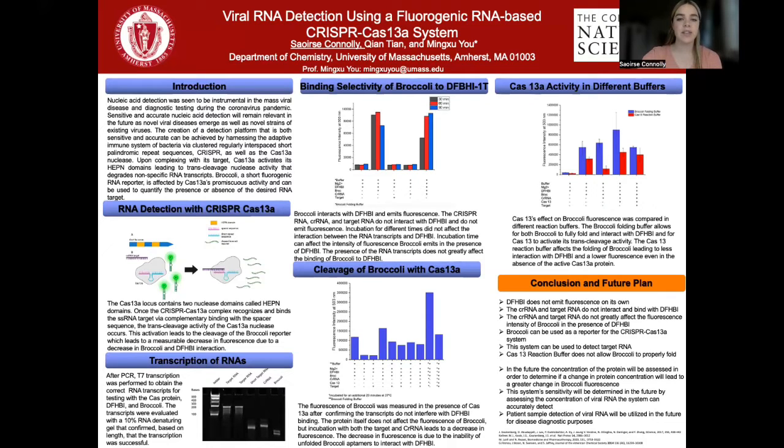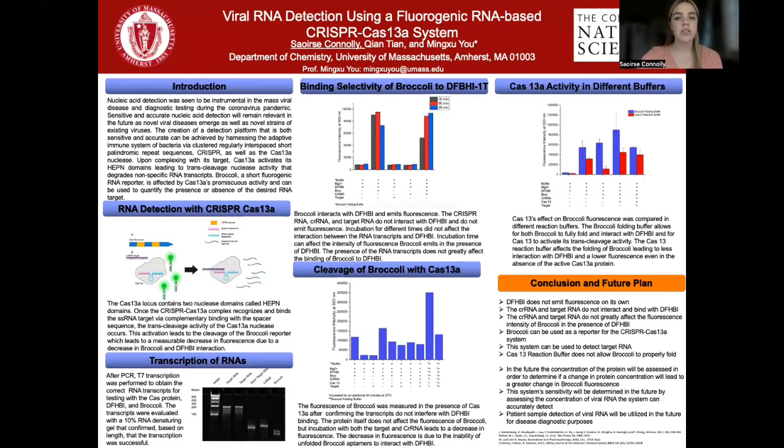Incubation times can negatively affect the system, as longer incubation could be correlated with a decreased fluorescence due to the degradation of broccoli RNA and non-active Cas protein. This system performs best in the broccoli folding buffer compared to the Cas13 reaction buffer because the broccoli folding buffer allows the reporter to accurately fold and interact with DFHBI, as well as for the active CRISPR-Cas13 system to cleave these reporters.